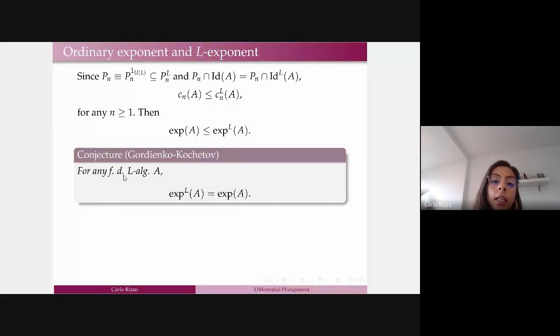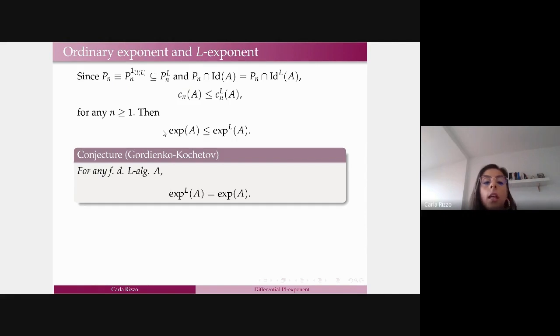Now, what do we know? We know something more. If we consider the ordinary exponents and the L-exponents, we want to try to compare them. In general, we know that the ordinary codimensions are less or equal to the differential codimensions. This is really standard, because the space of ordinary multilinear polynomials can be embedded in the space of multilinear differential polynomials. And in particular, this tells us that the ordinary exponent is always less or equal to the differential exponent, the L-exponent.